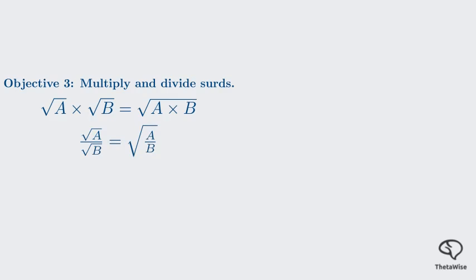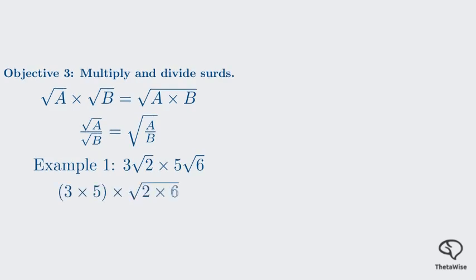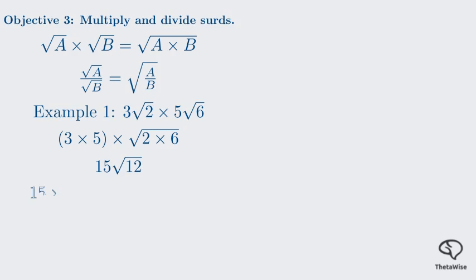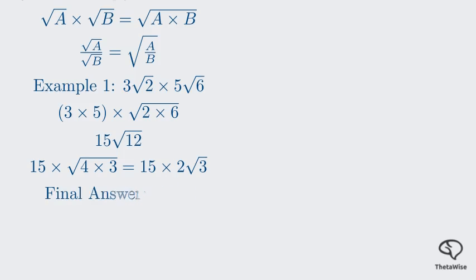Let's try a multiplication. When we have coefficients, we multiply the numbers outside the roots together and the numbers inside the roots together. 3 times 5 is 15. Inside the root, 2 times 6 is 12. This gives us 15 root 12. But remember, we must always check if we can simplify. Since root 12 is 2 root 3, we multiply 15 by 2. Our final simplified answer is 30 root 3.